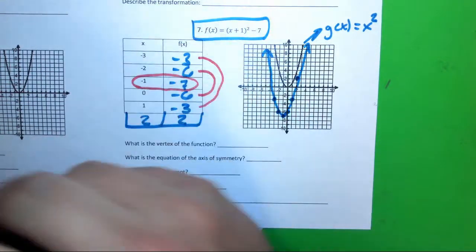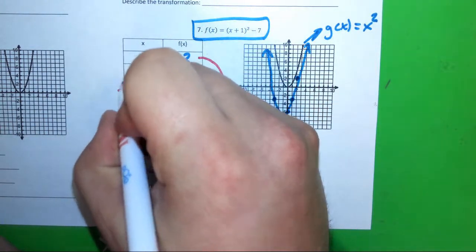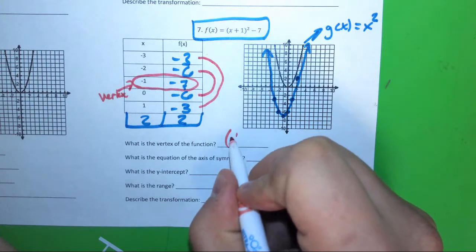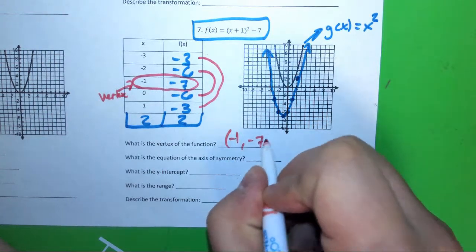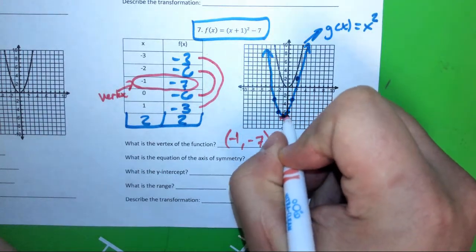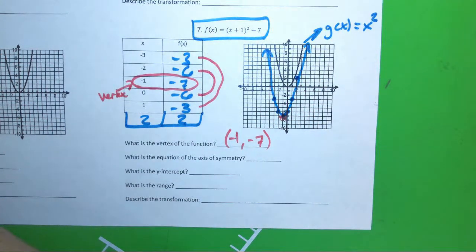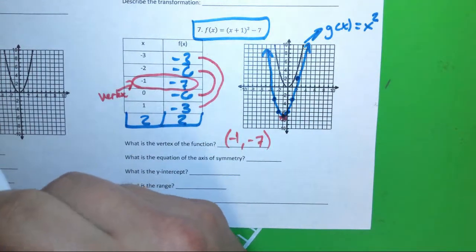Sandwiched in between my rainbow, this one is all by itself, but it's okay because it's a special point. This is what we call the vertex. In this case it's negative 1, negative 7. I always put a star there, like the star of the show. It's the only one that doesn't have a symmetric pair.